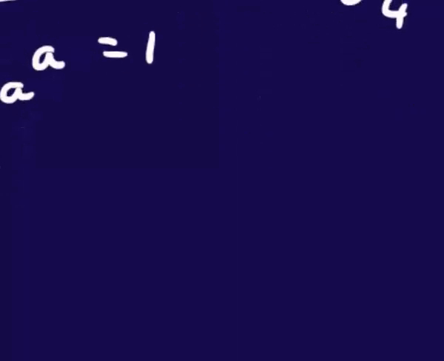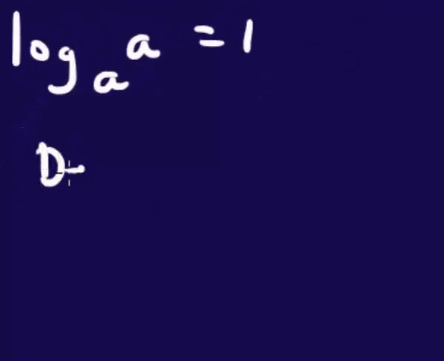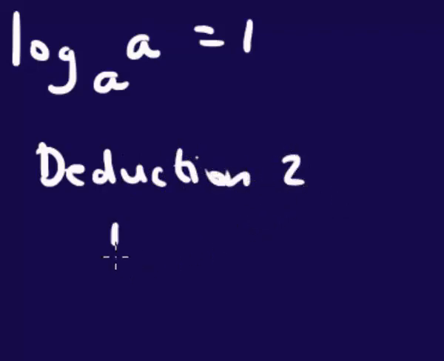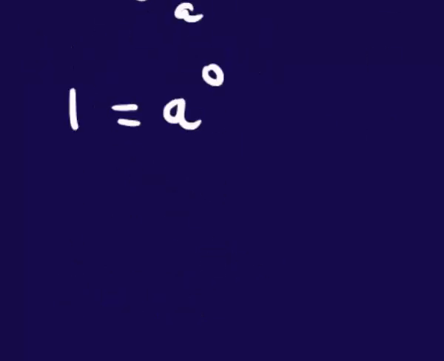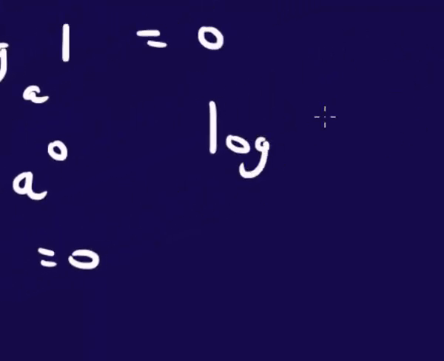Okay, the other deduction, which is quite fun as well, deduction 2. What deduction 2 says, if you've got log of 1 to any base that's meaningful, is 0. Now, for example, you'd agree that 1 is equal to a to the 0. So if you then apply log laws, that a goes underneath, that becomes log of 1 to base a is 0. So the log of 1 to any base that you like is 0.